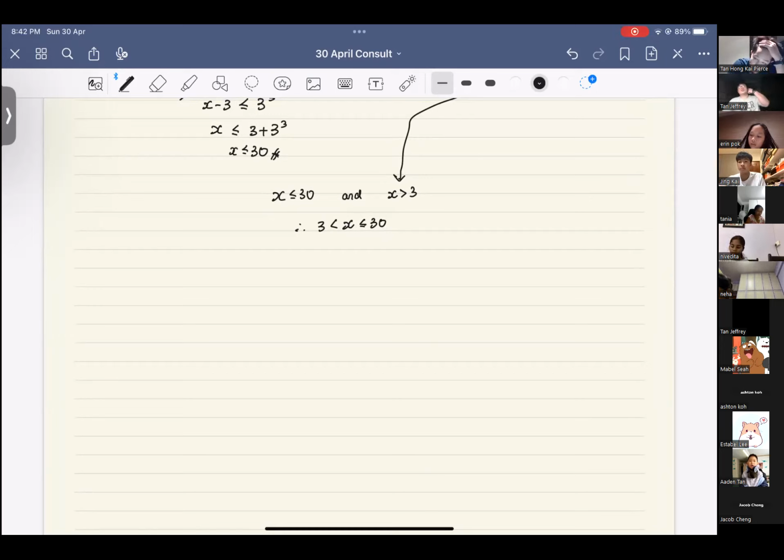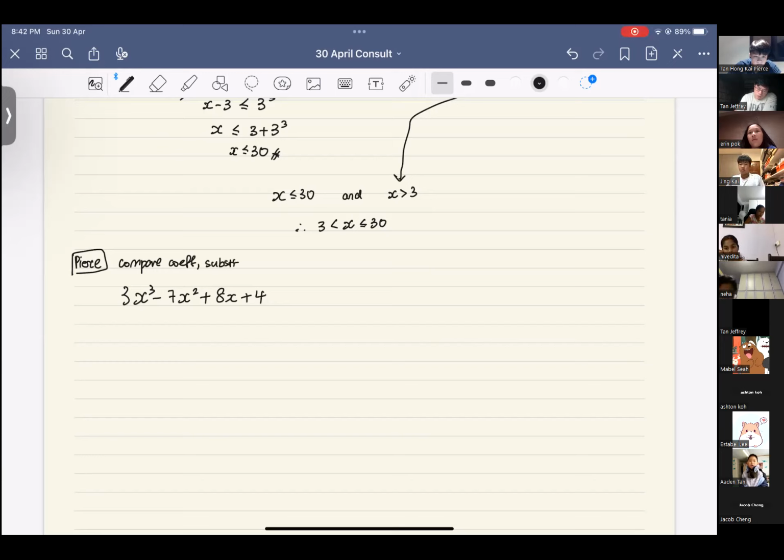Okay, so what you do is, personally, I will recommend that you do both. You use both substitution and you use both comparing coefficient. Okay, I suggest that you use both. Okay, maybe let me find a question. Okay, for example, let's say 3x cubed minus 7x squared plus 8x plus 4. Also here we are talking about Pierce's question, which is to compare coefficients. There are ways to find unknowns. Either we compare coefficient or we do a substitution.